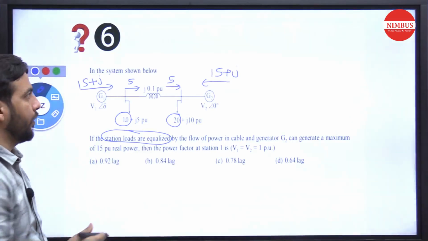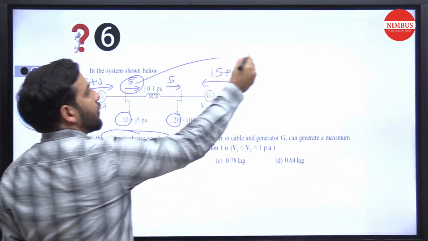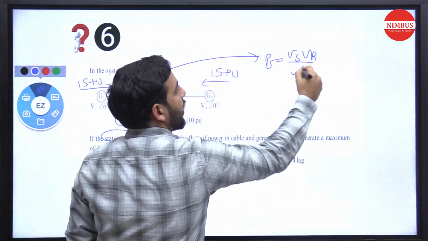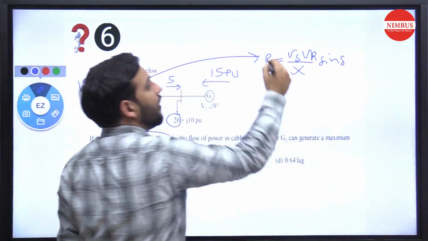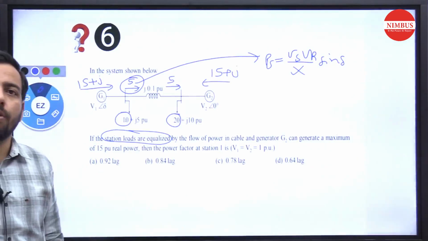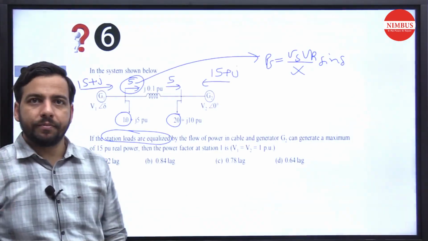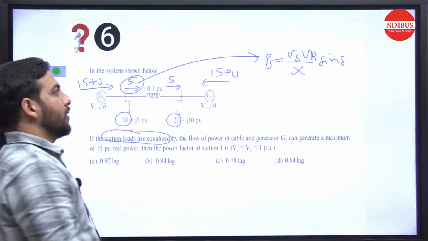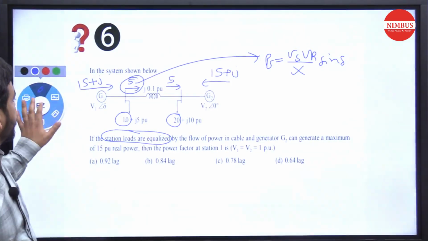Now listen carefully. What is PS? PS is given as 5, so you have to talk about it. The PS formula is VS VR upon X sin del. As I have talked about, whenever the first formula is applied, it is only to calculate the value of del. You will calculate del from here. Next you will calculate QS. Formulas are these.